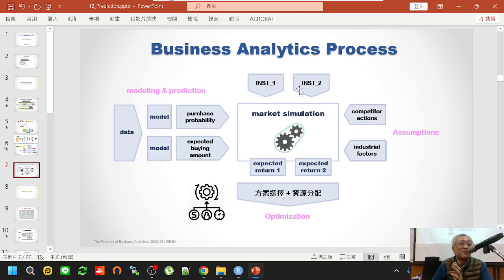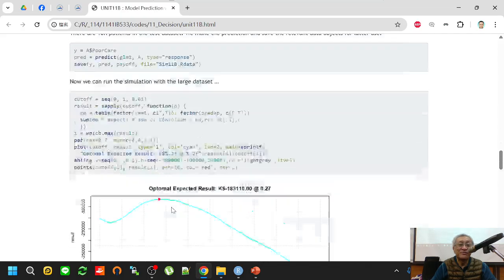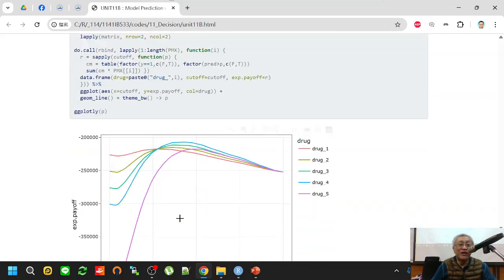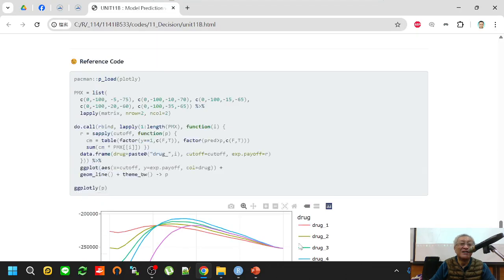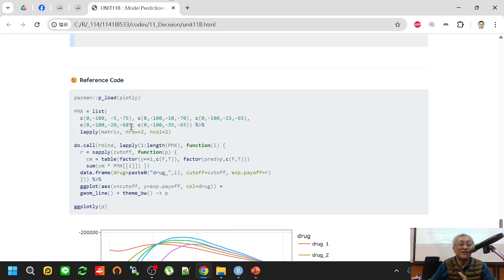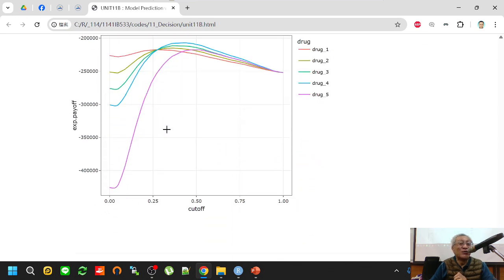And you will have some different instrument, right? Like we have done in last week's course, when we have 5 different drugs, right? Every drug will have a different type of parameter, isn't it? So the optimal solution for each of the drugs is different.